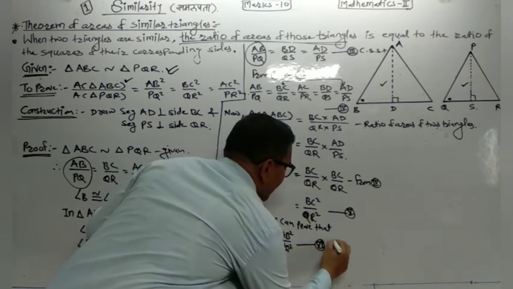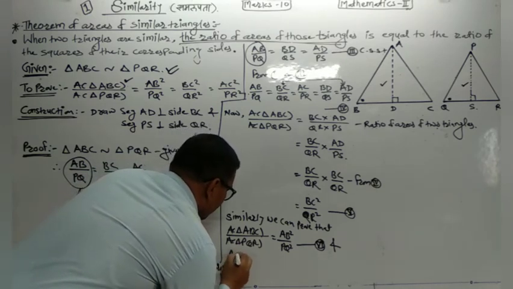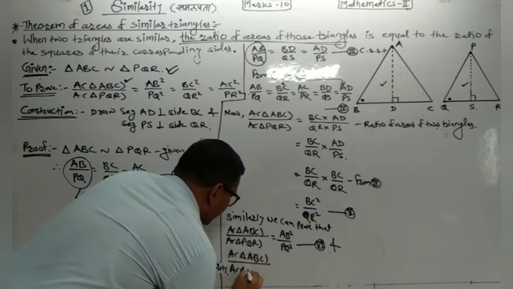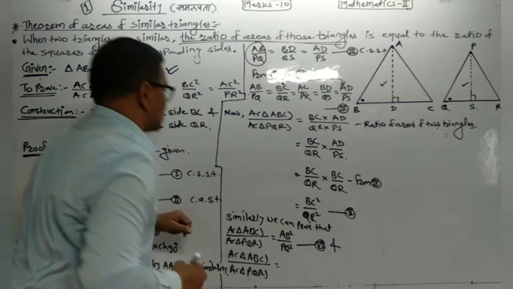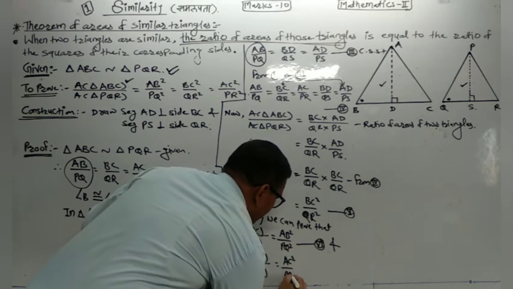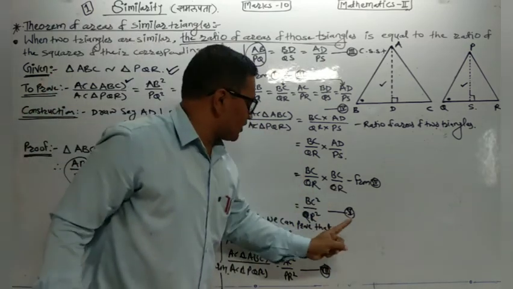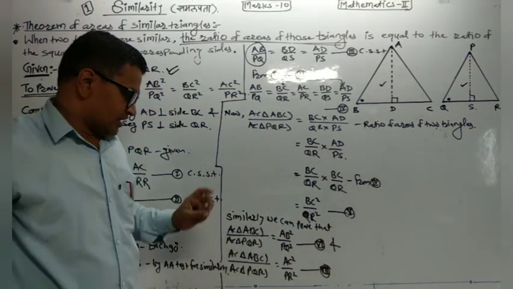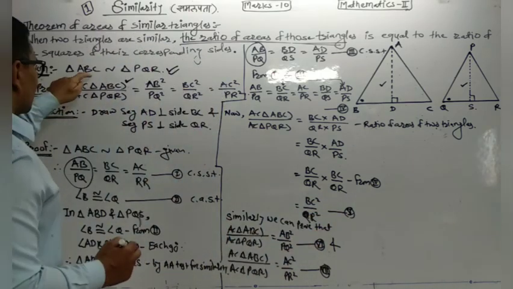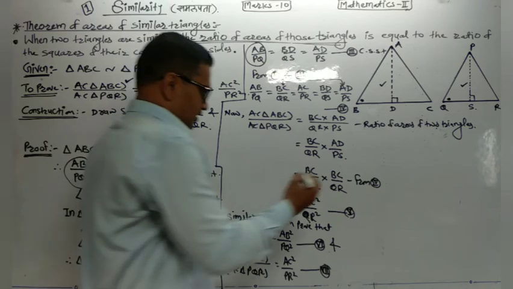Understand? And area of triangle ABC divided by area of triangle PQR equals AC square by PR square. This is step number 7. Right. Now statement number 5, 6 and 7. From 5, 6 and 7 we say that area of triangle ABC divided by area of triangle PQR equals AB square by PQ square, BC square by QR square and AC square by PR square.